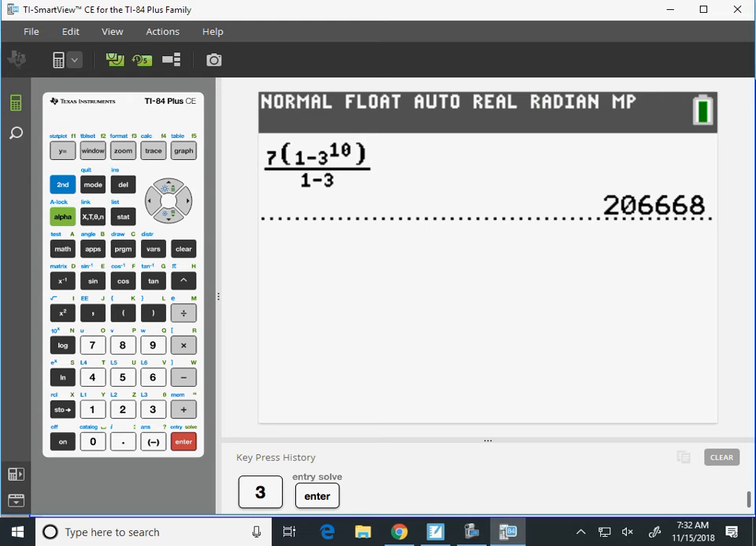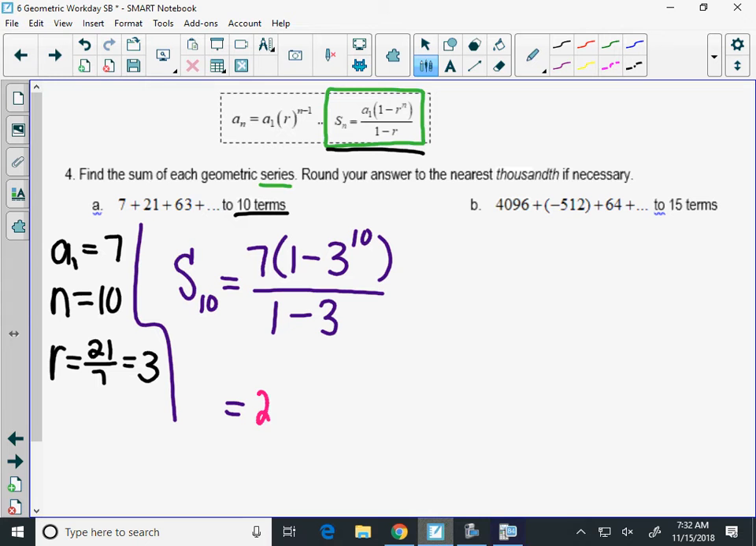And you should get that same answer, 206,668. So if I add up this pattern, 7, 21, 63, on and on, for 10 terms, I would get that value.